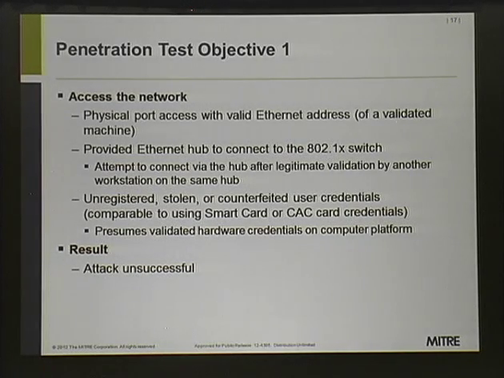So the first objective was for the pen test team to try to gain access to the network. We gave them access to a port and switch, the MAC address of a valid system that was allowed on the network. They tried using a hub so that they could insert themselves between the switch and authorized system. They then tried connecting with unregistered, stolen, or counterfeit user credentials. They were unsuccessful in achieving this objective or any of the sub-objectives.